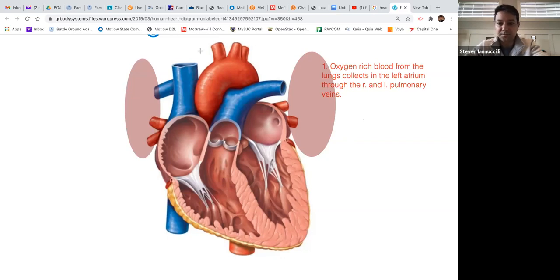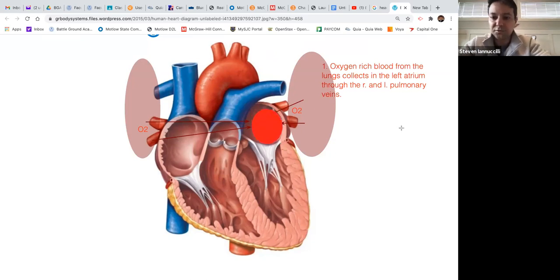So oxygen-rich blood from the lungs. Okay, so we'll do oxygen. We'll write oxygen here, O2. Oxygen-rich blood from the lungs. And we'll do another one over here. O2. And then we're going to draw our arrows there, there, there, there. And then we're going to fill up this atrium with blood. Okay.